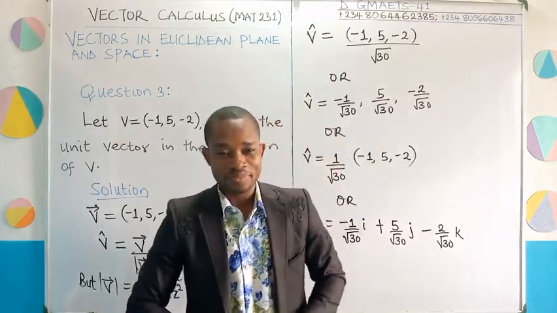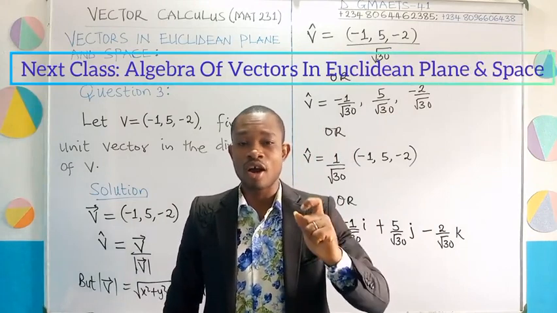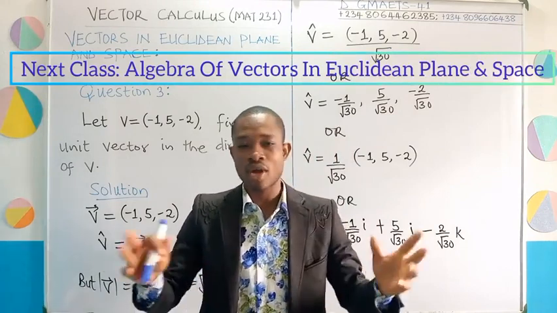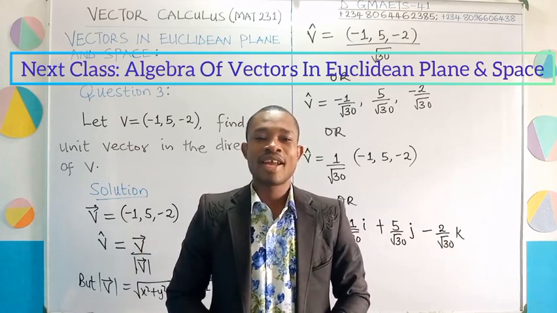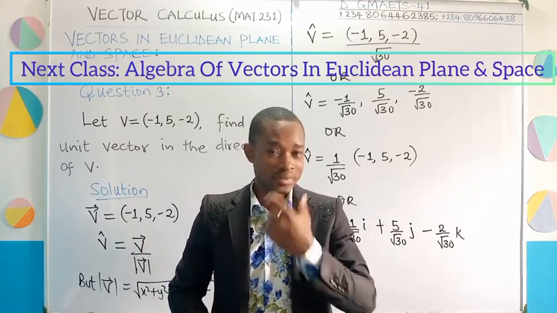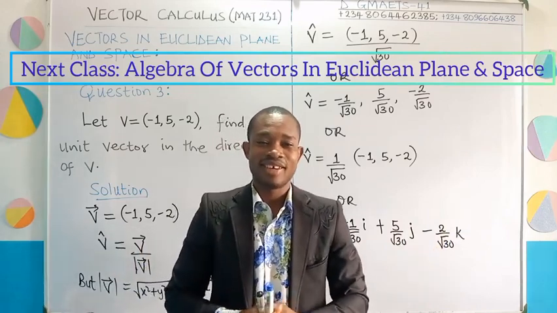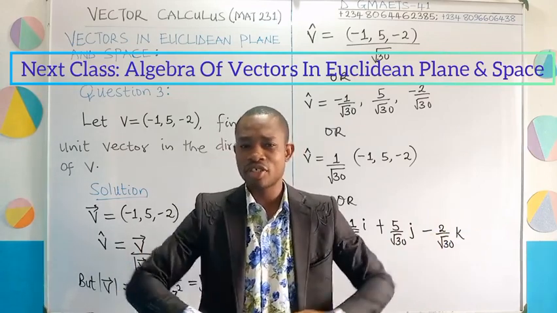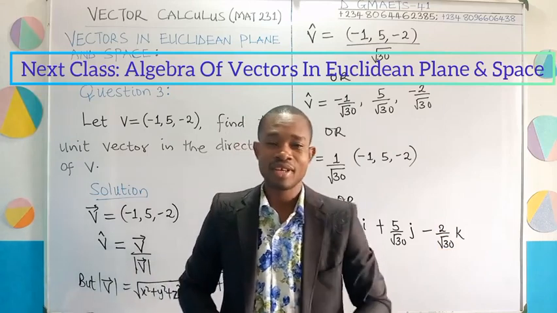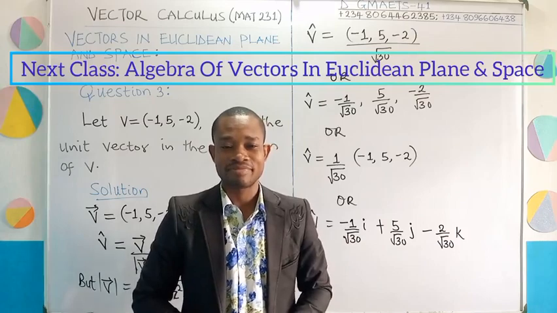This is good. In our next class, I'll be teaching you algebra of vectors. We're going to look at how to add and subtract vectors and how to multiply a vector by another vector. Even the concept of using scalar to multiply them. Is that okay? I know you might be wondering, what about the division of vector by vector? Don't worry. In that next class, you will learn more about the things you need to know about that.